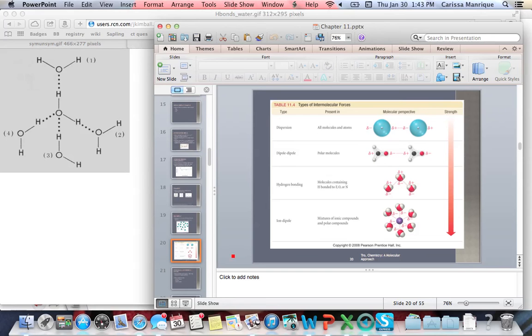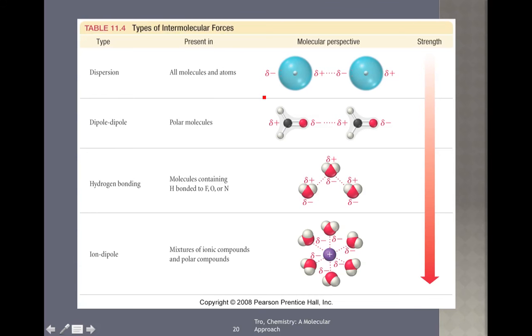Here's a summary. Let me pull this back up. So here's the dispersion. All molecules and atoms have it, and that's just the protons of one atom attracted to the electrons of another. Polar molecules have dipole-dipole interactions. So you see here the partial negative of one, this is like an oxygen, is attracted to the partial positive of another, and this is like a carbon. Hydrogen bonding: molecules containing a hydrogen bonded to fluorine, oxygen, or nitrogen have the ability to hydrogen bond. And then our strongest interaction here is whenever you have an ionic compound, something with a full charge, in there with something with a polar molecule.